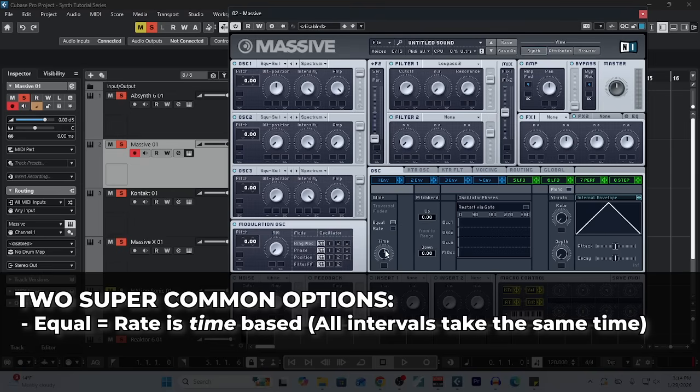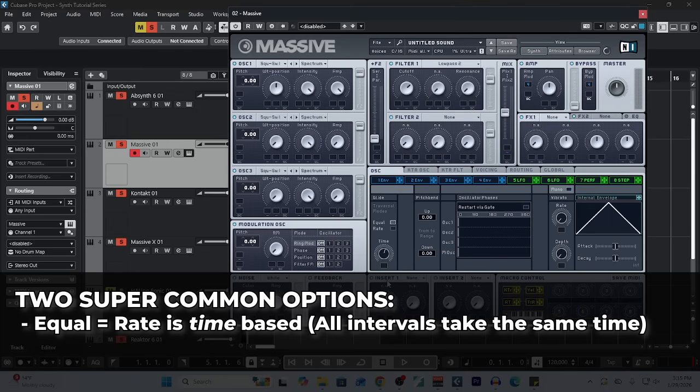So if I set it to be 500 milliseconds long, or however long this is, because Massive doesn't actually show you, it will always take 500 milliseconds to move from one note to the next. It doesn't matter how far apart they are. Moving from middle C to a major third up will take the same amount of time as going from middle C to an octave above. Your glide will always last 500 milliseconds.